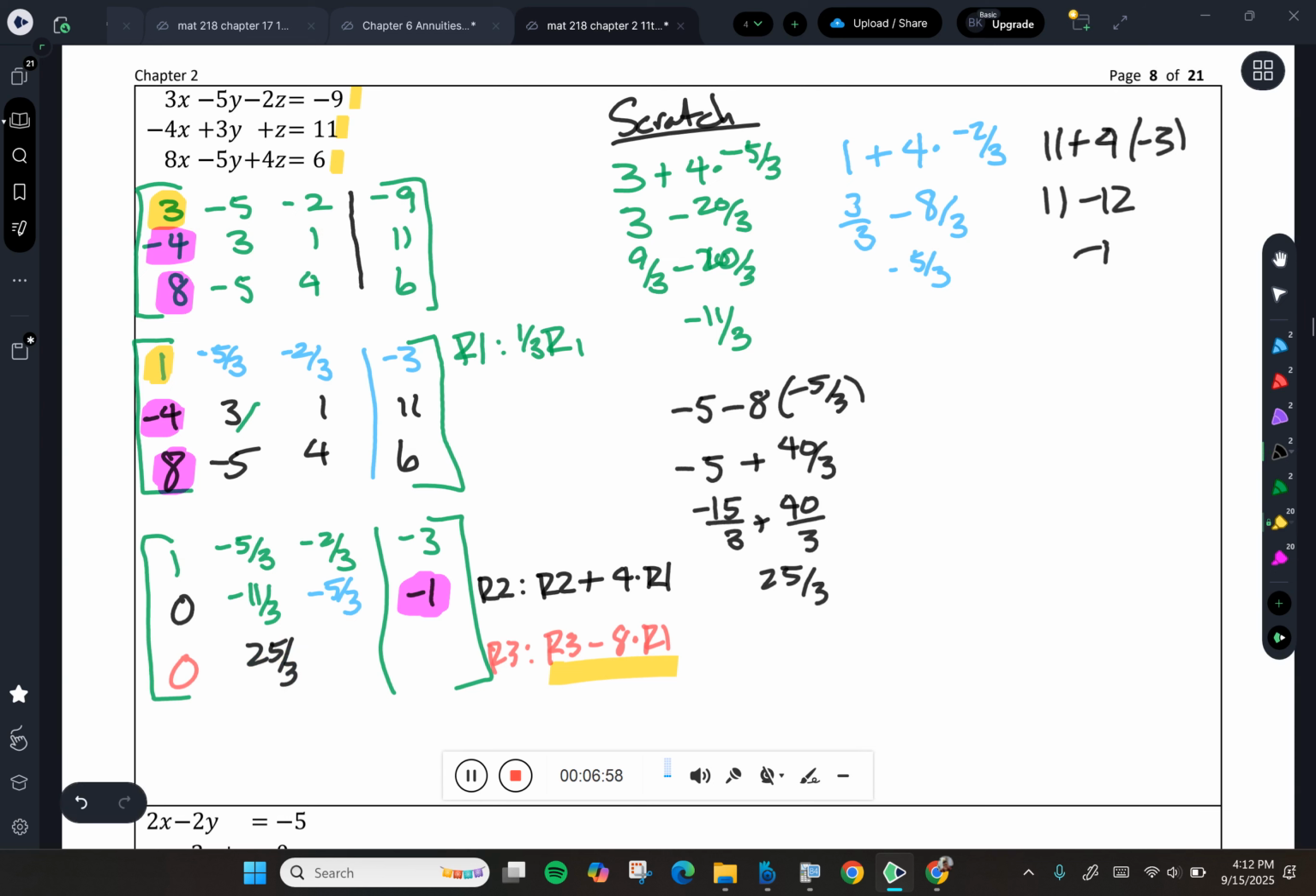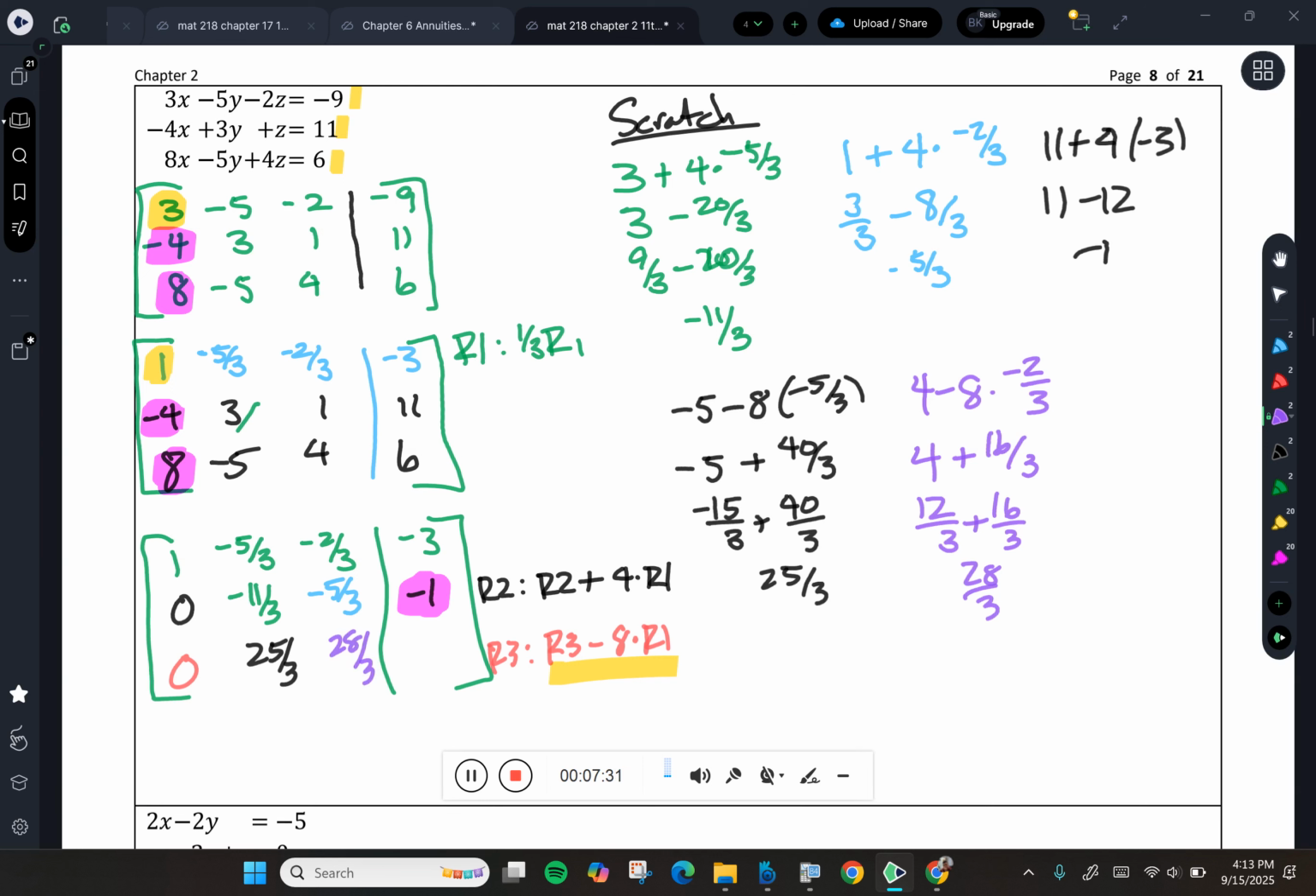Now I'll move over and try to find that third entry. Third entry is going to be the old third entry. That's 4 minus 8 times row 1. So 8 times negative 2/3. So that's going to be 4 plus 16/3. So that's going to be 12/3 plus 16/3, so 28/3. So we get 28/3 there in that third position. So I got that one.